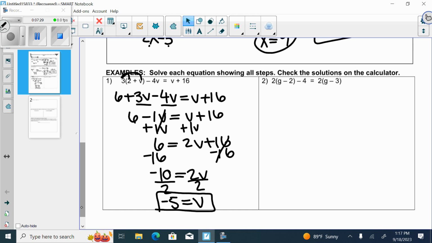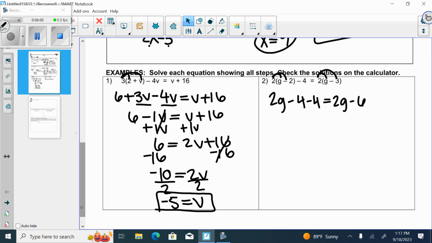Good job. Next is 2g minus 4. So what am I going to do first on number 2? You want to distribute. Distribute. So 2 times g would be 2g. Good. 2 times negative 2 is negative 4, minus 4 equals 2g minus 6. Very good. But don't forget the g's. He said we also need to distribute on the other side, and he said we would get 2g minus 6. And then you have 4g minus 4 on the other side.